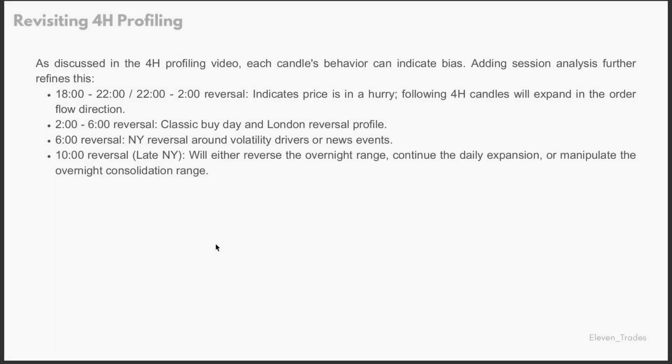Now revisiting the 4-hour profiles, the daily range comprises six 4-hour candles. All you have to do is wait for a reversal of a certain candle. This is actually copying the framework of the weekly and daily profiles. If this, then that. If the London candle is reversing, then New York will expand. If the 6 a.m. is reversing, the 10 a.m. will expand. If the 2 a.m. is reversing, the 6 a.m. and 10 a.m. will expand according to the next day model.